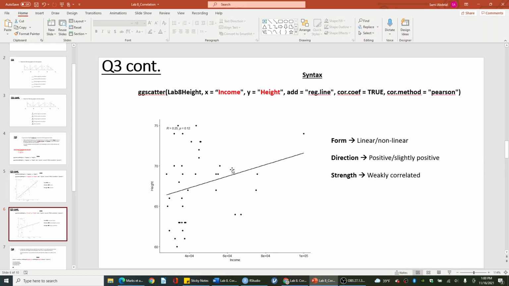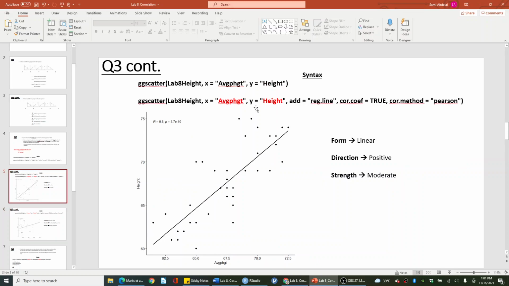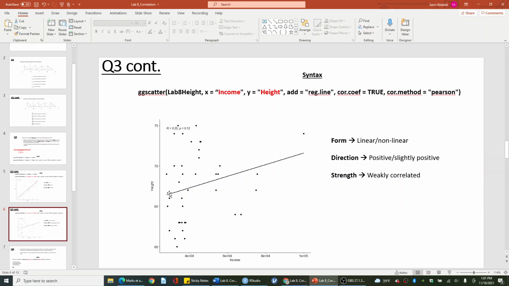There's somewhat of a line here. You can see these data points are scattered about over here, compared to these. You could say linear to nonlinear. As far as the direction goes, it is positive, but compared to this one, which is for sure positive, you can see that the slope on this one is much greater. So you would say positive or slightly positive for this. And as far as the strength goes, it's weakly correlated.